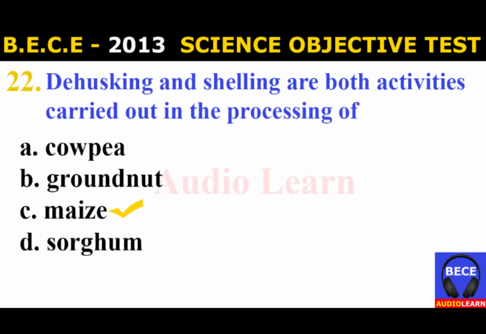Number 22. Dehusking and shelling are both activities carried out in the processing of A. Cowpea, B. Groundnut, C. Maize, D. Sorghum. And the answer is C. Maize. Dehusking and shelling are both activities carried out in the processing of maize.